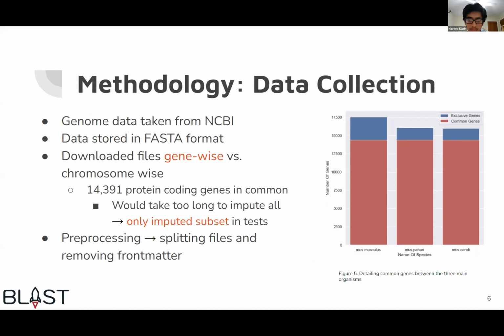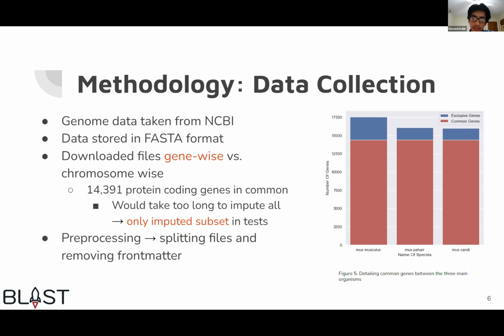To get the data for the Mus genus, we went to a source called NCBI, and we downloaded the genomic data in FASTA format, which is just a standard format for genomic sequences. Originally we downloaded the data for each chromosome, but the files were way too large. So we switched to downloading for each gene.